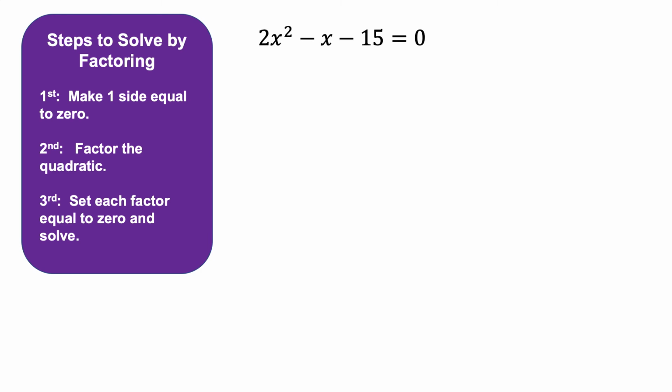All right, so another example, 2x squared minus x minus 15. Keep in mind when there's a minus and no number here, there's a negative 1. There's a 1 here technically. Again, first step is to make one side equal to 0. It's already 0, so step 1 is done already.